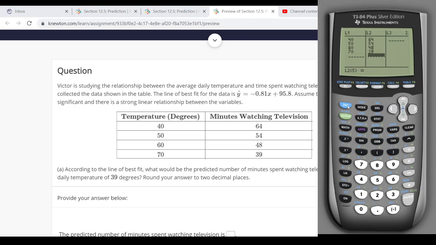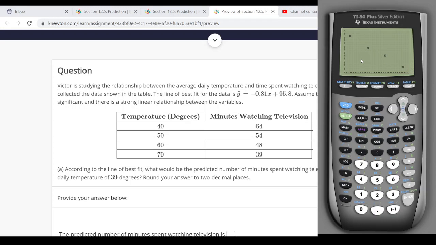All right, and then let's take a look at a scatter plot. So stat plot, turn it on. X coordinates are L1, Y coordinates are L2. I'm going to hit zoom stat. And here we go. Oh, look at that. That looks pretty darn linear, right?